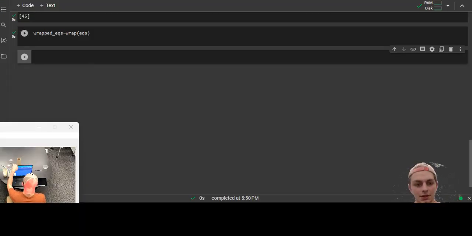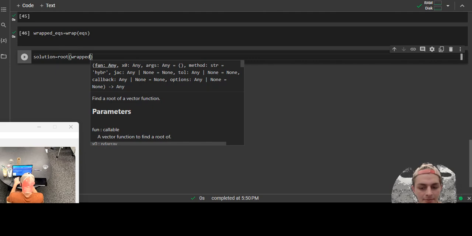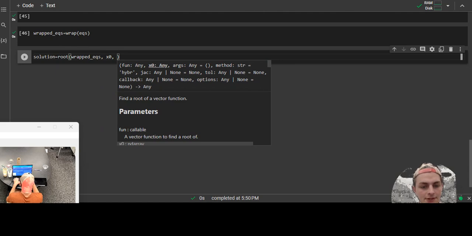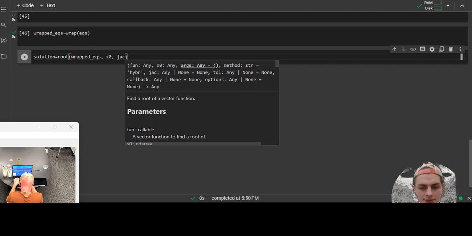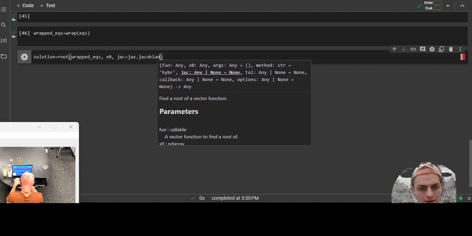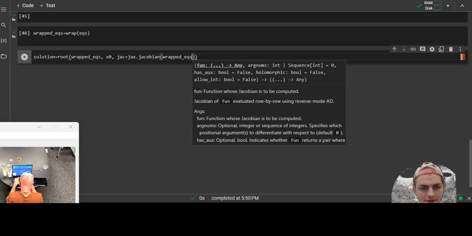All right, so now that we've done all of this, it is finally time to solve this entire thing. So solution is going to be equal to our root solver, and we're just going to pray this works right now. Okay, root solver, we want to find the root of our wrapped equations using x naught as our guess. Now, we have a method here that we're going to use to solve this, the Jacobian of the wrapped equations, I believe, is how it's performed.